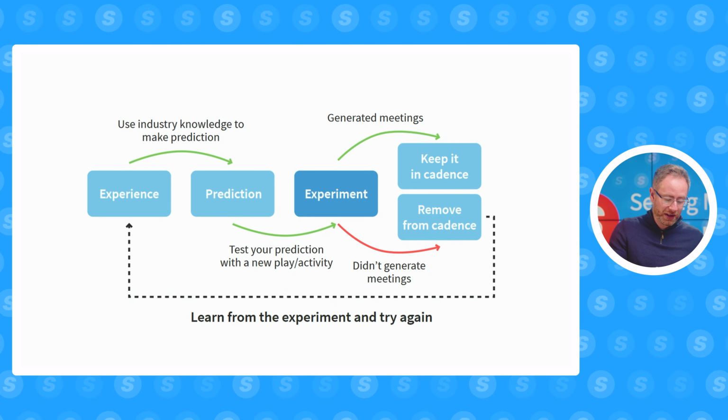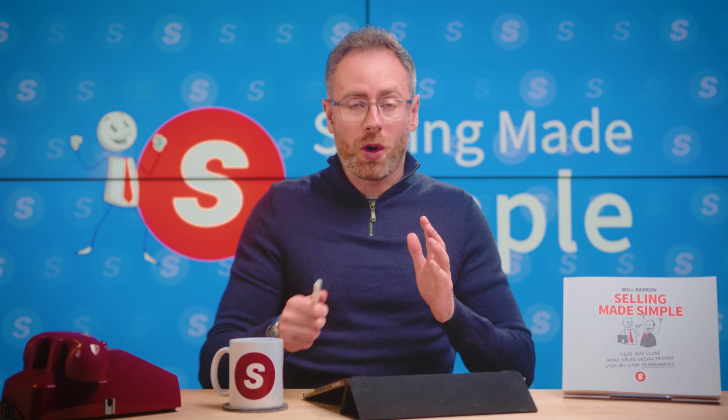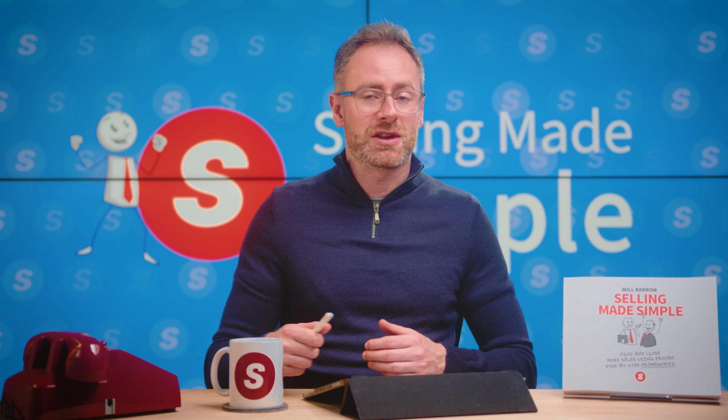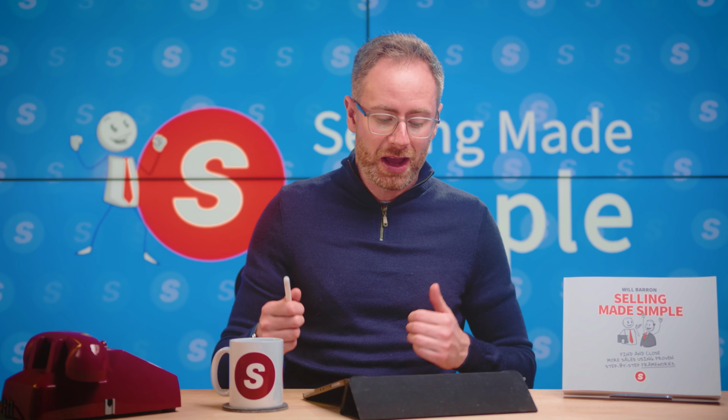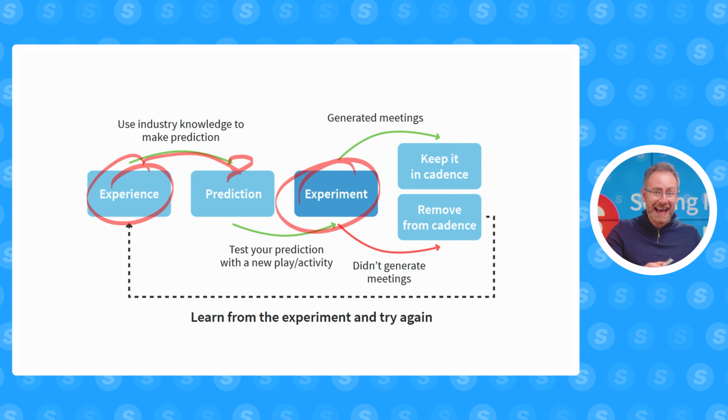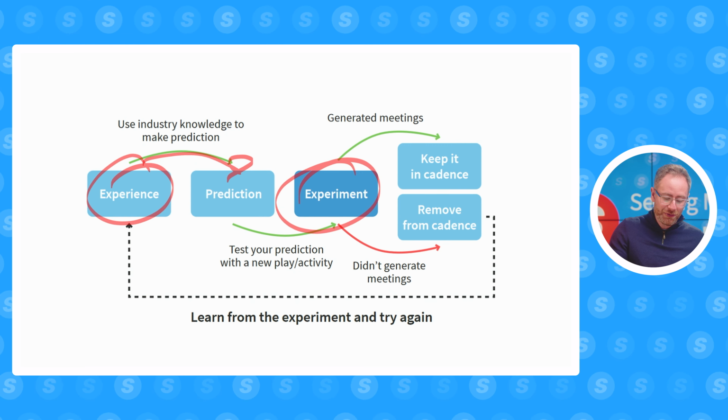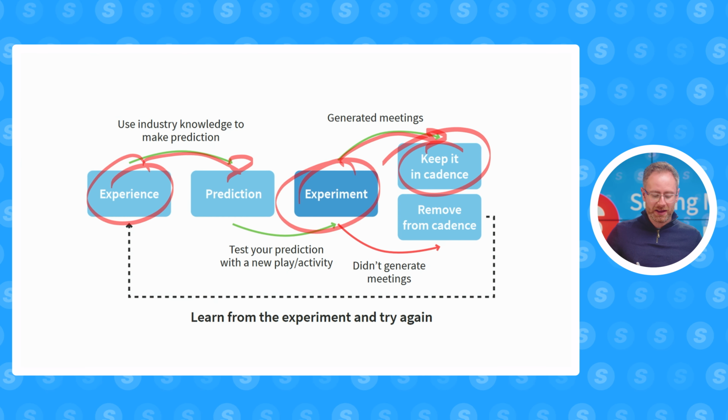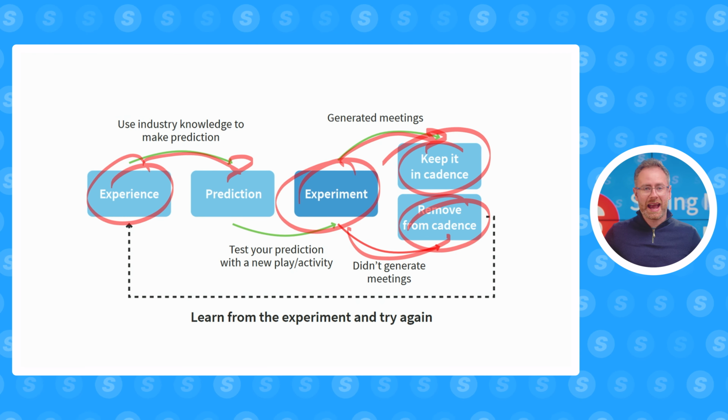The ones that work, you're going to use your experience to make a prediction of what you think is a curiosity loop that's going to be effective, that's going to drive curiosity, that's going to want to make people book meetings. You're going to run your experiments by sending the emails out there. If it books meetings, you keep it. You add it to a cadence.